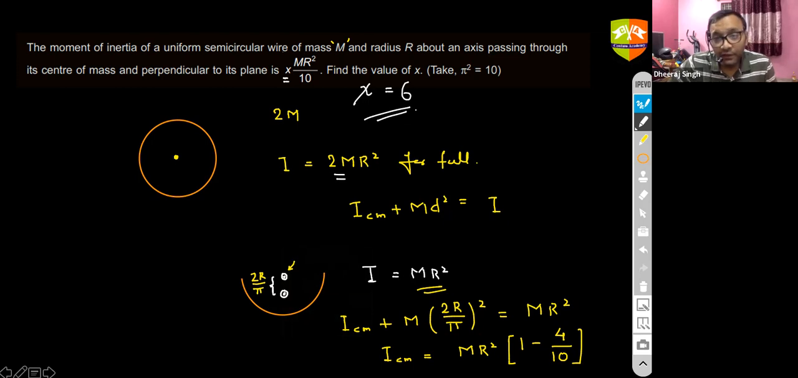Moment of inertia about the axis of the full circle, and when you remove half of it symmetrically, the moment of inertia becomes half. But then you realize that that is not the center of mass. The center of mass has shifted down, so you use that only.